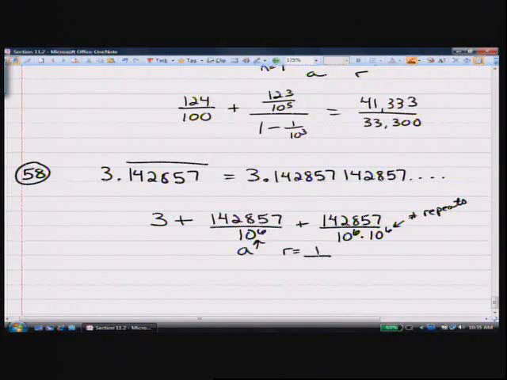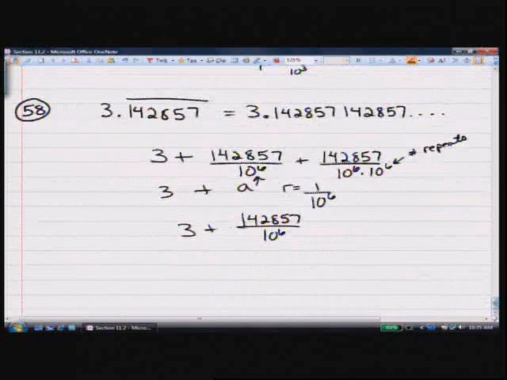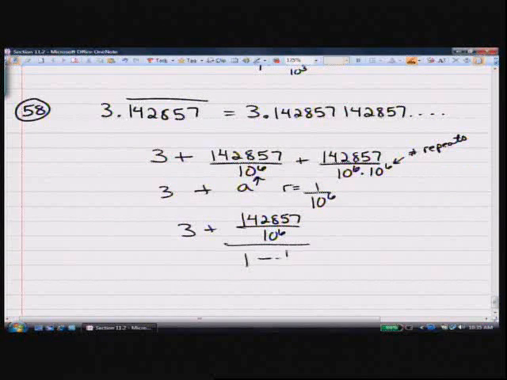One over 10 to the 6 from that part. And then you still have your 3 plus on the outside. So it's going to be 3 plus this thing over 1 minus R. Right?